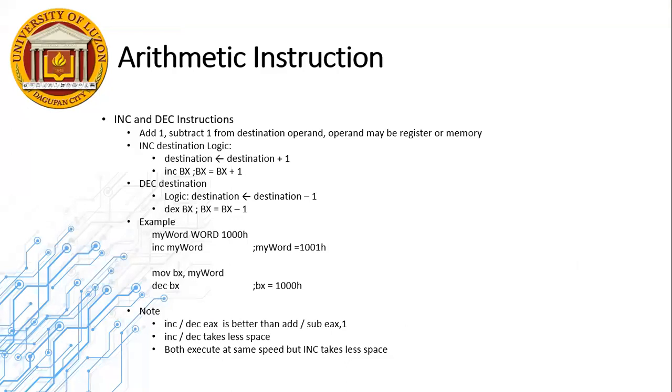So just a few notes. Increment and decrement are better than add and subtract, because they take less space, and they are both executed at the same speed. In comparison to addition and subtraction, increment and decrement take less space. But of course, there are some features that can be attained only using addition and subtraction. Based on the example below, you can only increment by 1.